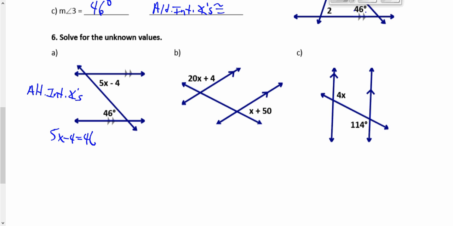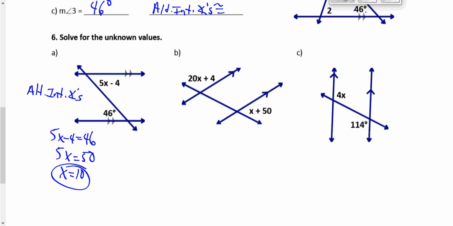Okay, see, this isn't that hard. Once you know the angle pairs and how they go together, right, just set up your little baby equation from first grade, right? So add 4, we get 5x equals 50. What does x equal? 10. Good. All right, you guys move on to do B and C on your own, okay? Write a proper equation and solve it properly. See how mine looks? Circled at the end, nice and vertical.